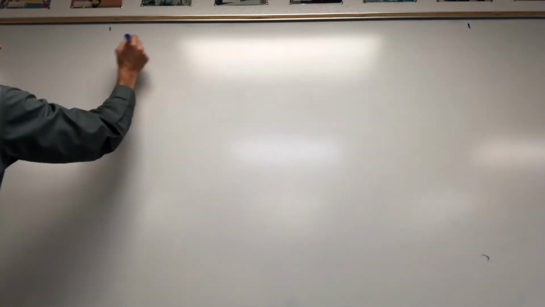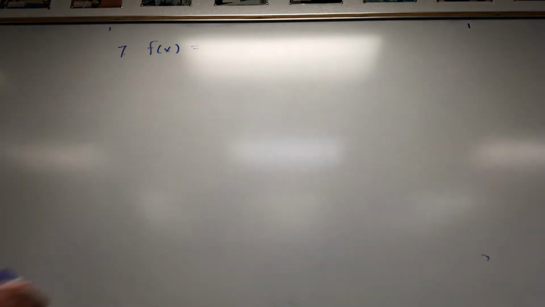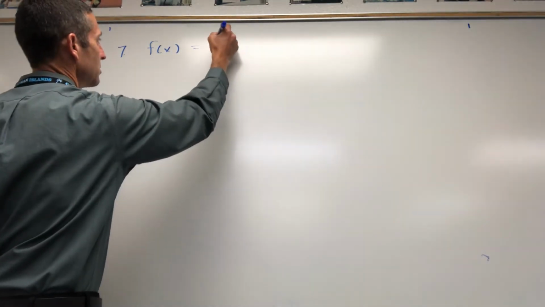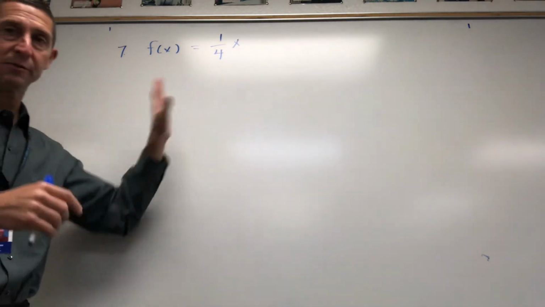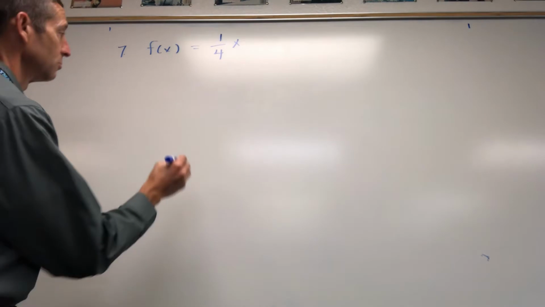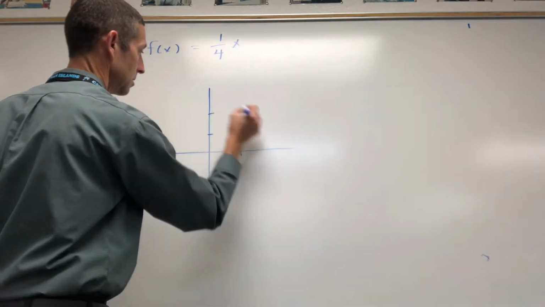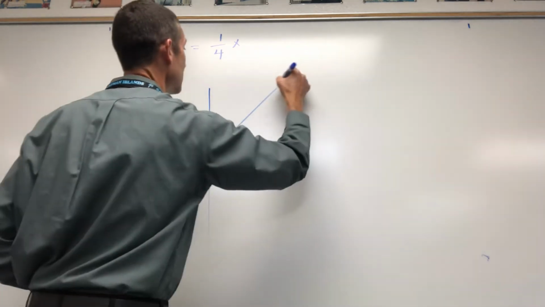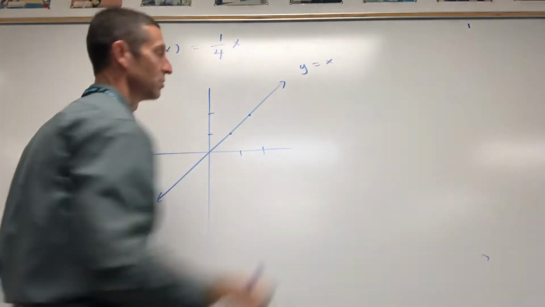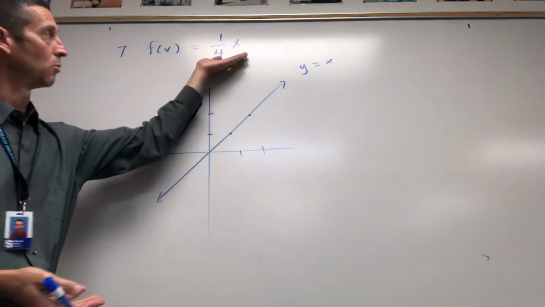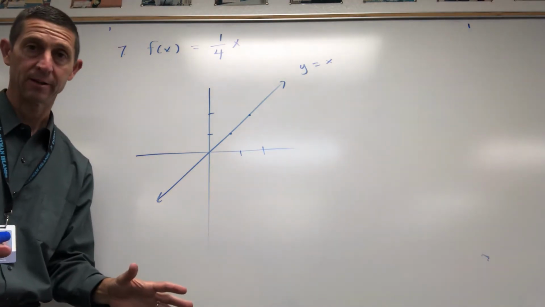All right, number 7. Let's see what we got for a graph on number 7. Let's just do y equals x. So what you're going to have to do is graph the function and its parent function, which we can do. So there's just your parent function, y equals x. First graph, parent function, y equals x.